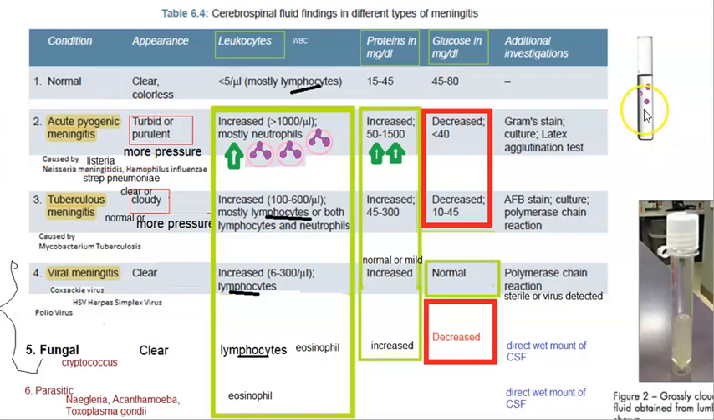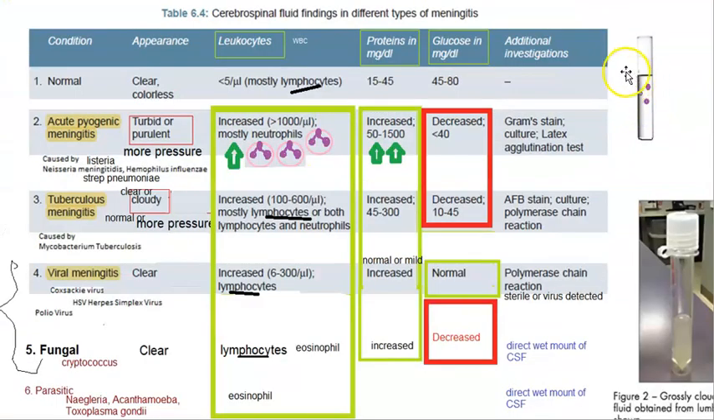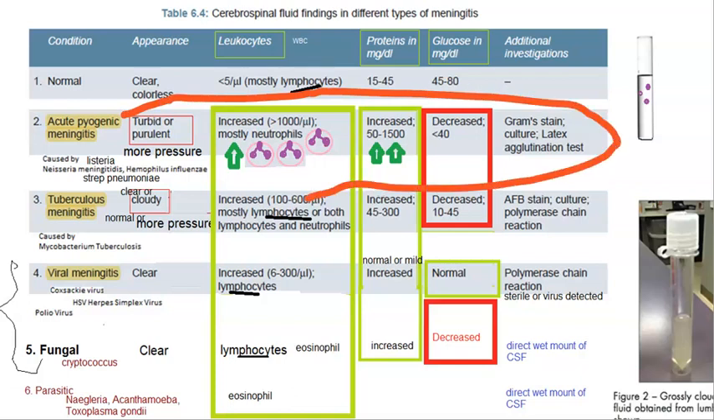That is, when you take the CSF, how will it be? It will be like this. It will be turbid. It will be cloudy. So this is what is shown. Normally, how your CSF should be, it should be clear. But in this case, what will happen? The appearance of the CSF will be turbid. It will be purulent. There will be pus. There will be pus cells. That means neutrophils will be there. We are looking at this row.